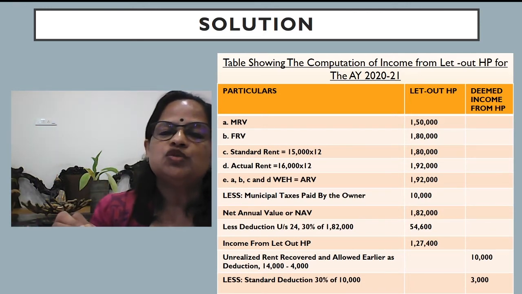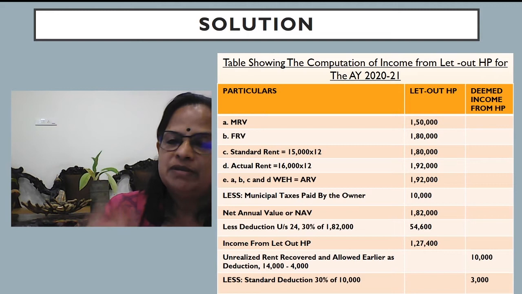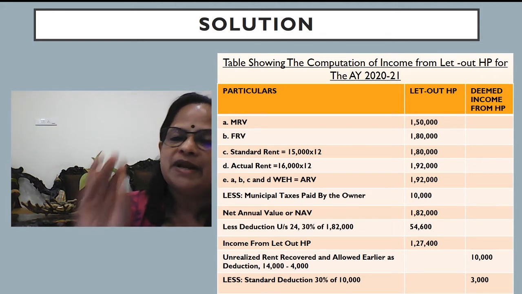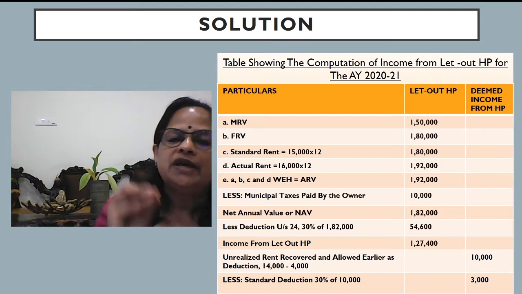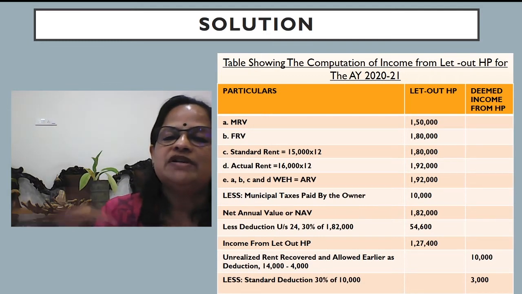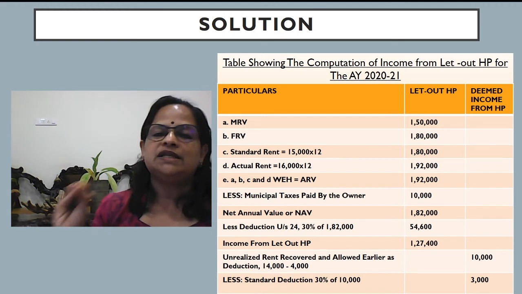So here, for the let out house property, the municipal rental value, fair rental value, standard rent and actual rent: standard rent and actual rent are per month, while MRV and FRV per annum values are given. Standard rent 15,000 into 12, 1 lakh 80,000. Actual rent 16,000 into 12, 1 lakh 92,000. So here A, B, C and D, whichever is higher, that will be your annual rental value. So that is 1 lakh 90,000.